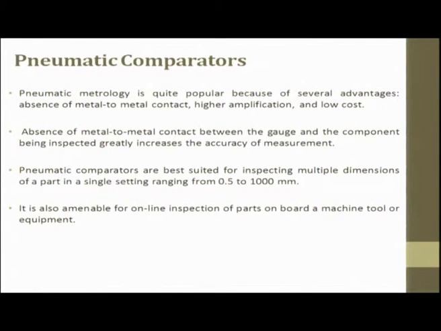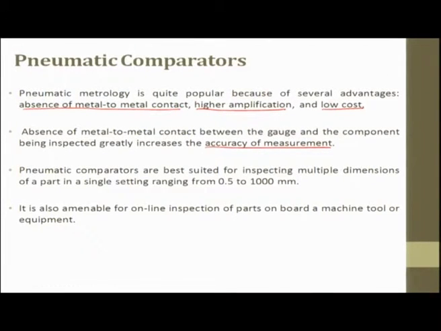Pneumatic metrology is quite popular because of several advantages. It has absence of metal to metal contact, so there is no wear and tear. High amplification can be done depending upon the pneumatic circuit you develop, and it is low cost and reliable. Absence of metal to metal contact between the gauge and the component being inspected greatly increases the accuracy of measurement. In the dial gauge type, we always said there is wear and tear happening at the tip, and this wear and tear leads to an error when you try to measure.